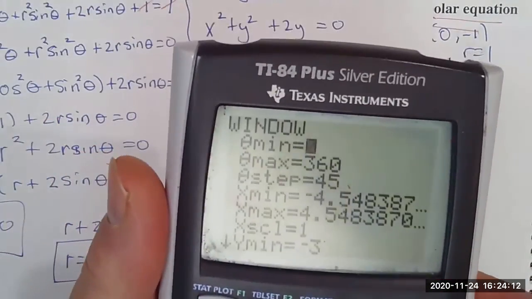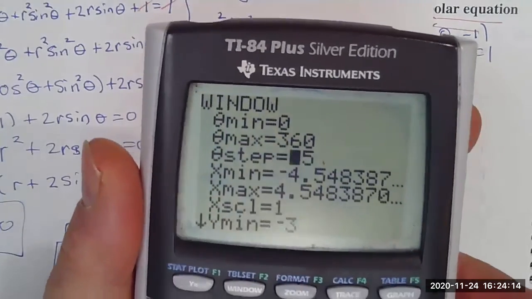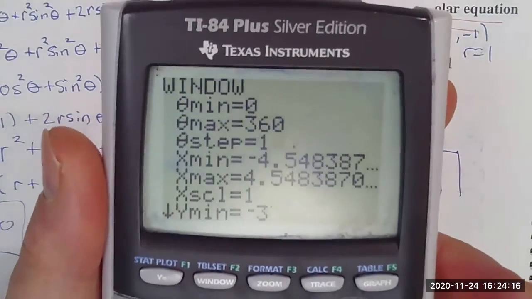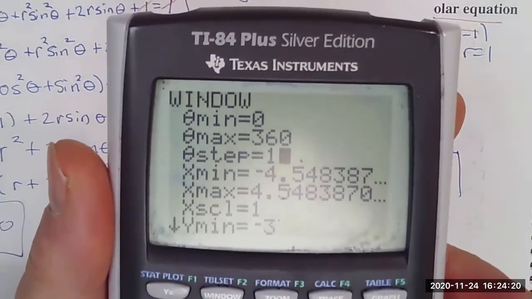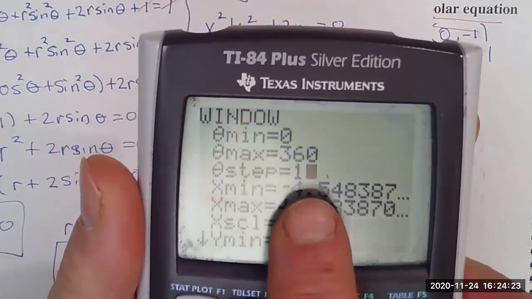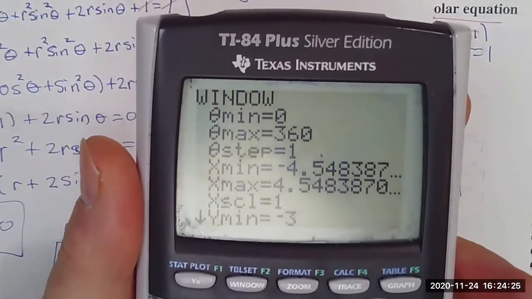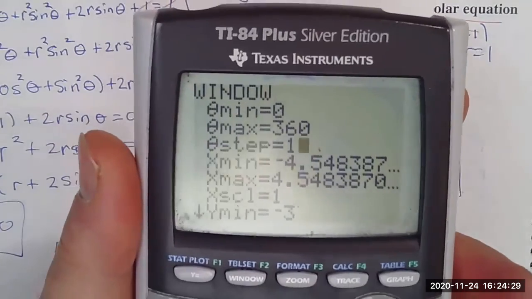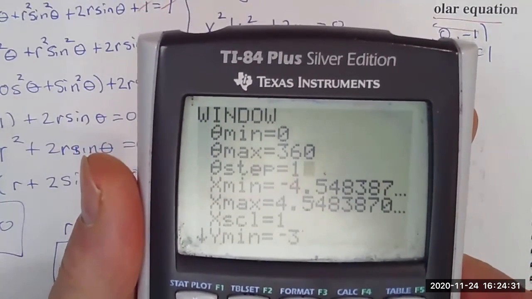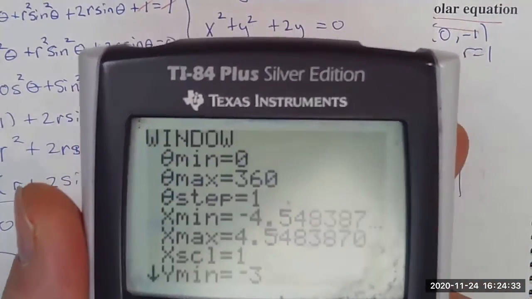So it turns out that you want more. I did 10 degrees. Let's put 1 degree. So it's going to plot 365 dots. The smaller the step, the more dots, the longer it's going to take the calculator to plot.